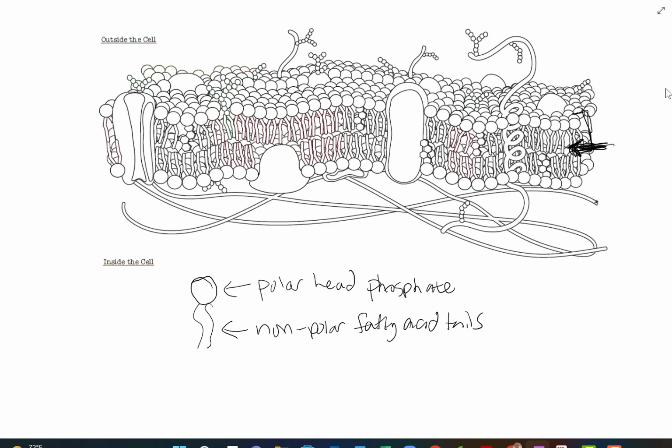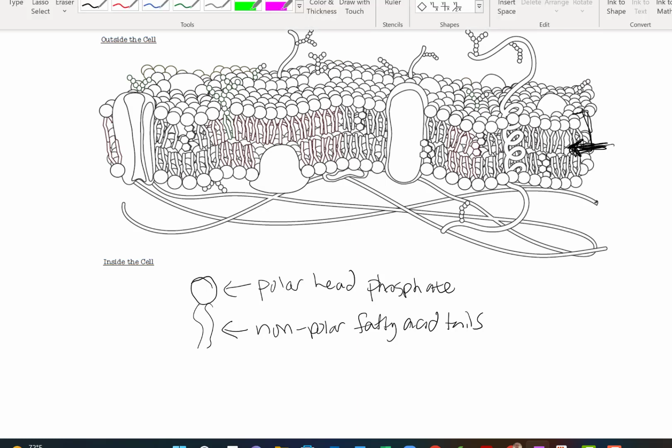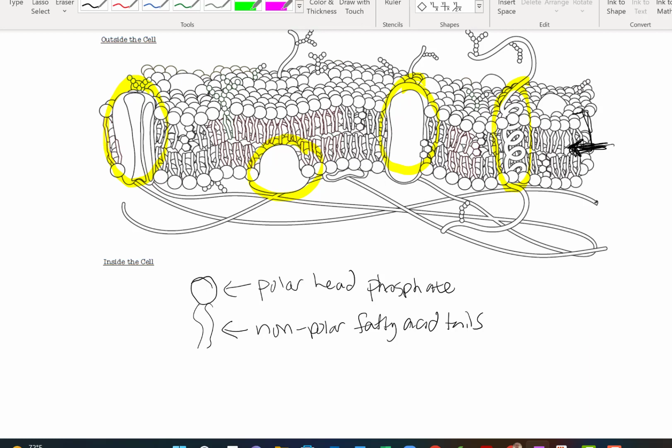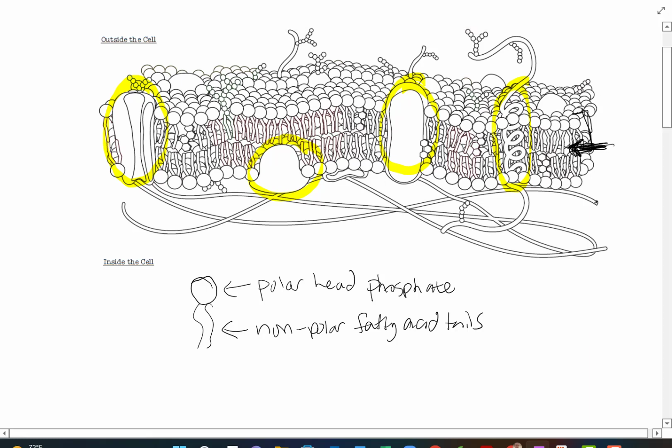If you remember, we have different components in the plasma membrane. We have proteins. So this is a protein, this is a protein, this is a protein. This little squiggly looking one, that's a protein too. And remember, these proteins can have different jobs. Proteins can either act as receptors, sensing what's happening on the outside of the cell and telling the cell how to respond. They can be involved in support for the cell.